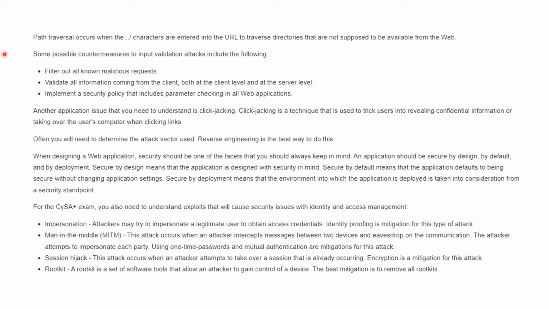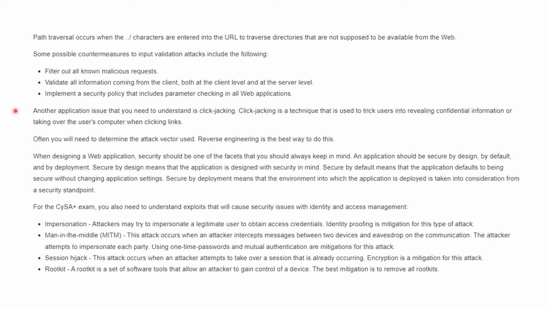1. Filter out all known malicious requests. 2. Validate all information coming from the client, both at the client level and at the server level. And 3. Implement a security policy that includes parameter checking in all web applications.